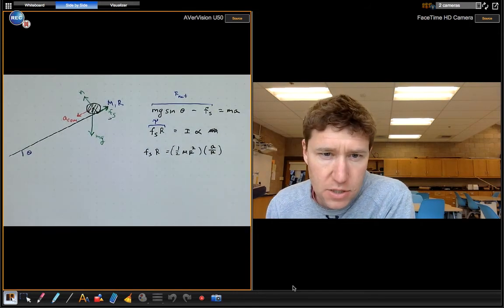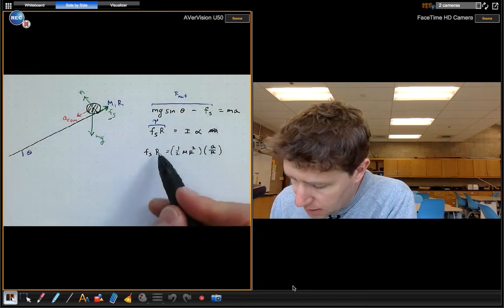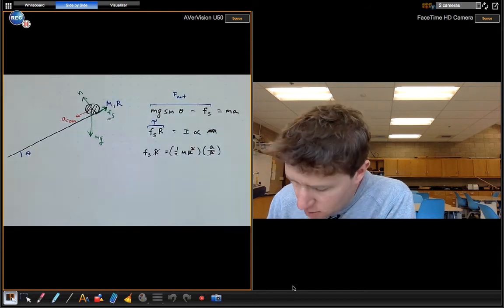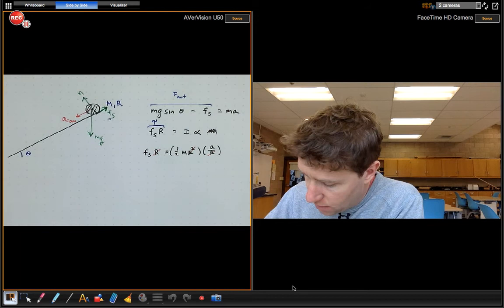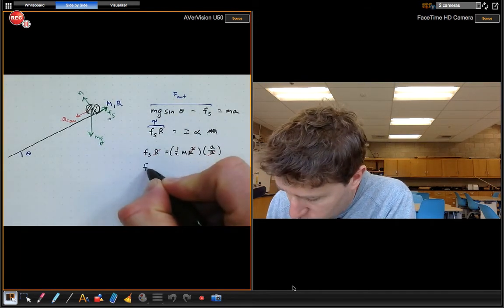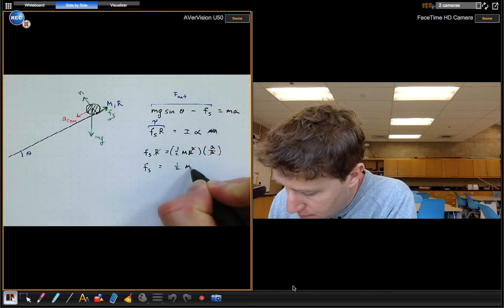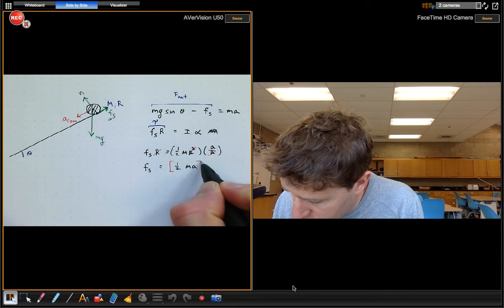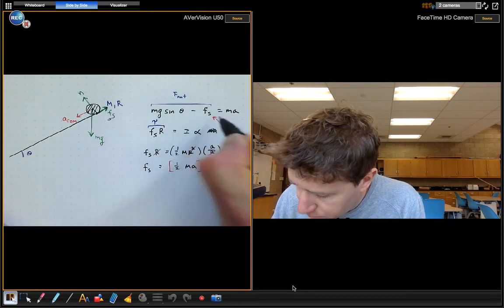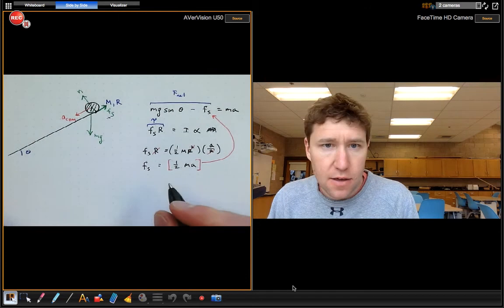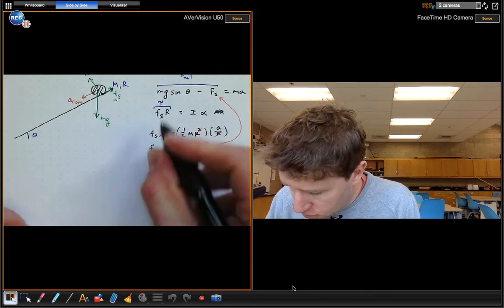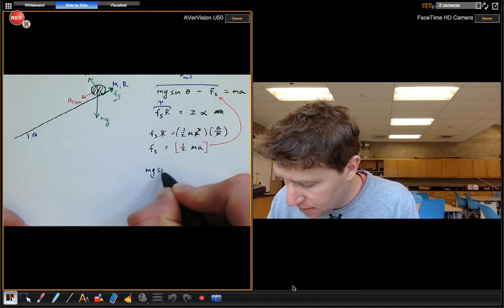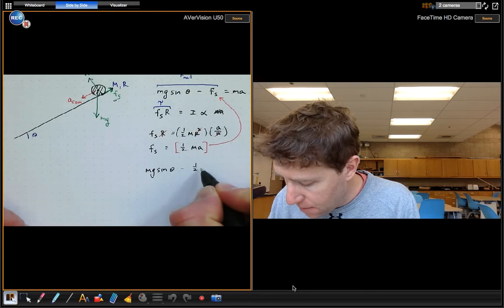You might not immediately notice that, but if I multiply both sides by R, I would end up with an R squared on both sides. So all of these R's are going to go away, which is quite convenient. And what am I left with? I'm left with Fs is simply equal to 1/2 ma, which I now can substitute in right up there. And I'm going to end up with, continuing from this equation with that substitution made, mg sine theta minus 1/2 ma equals ma.